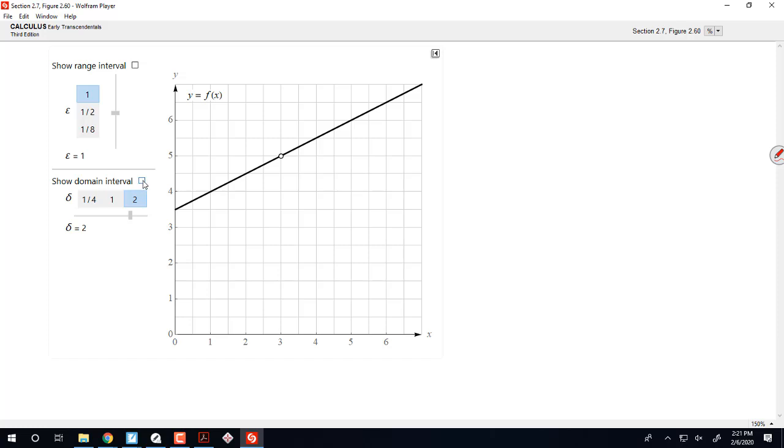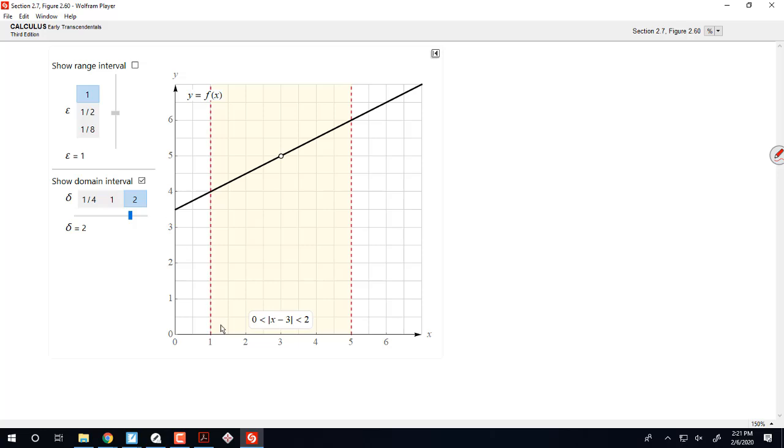So I'm not sure, let's see what A is. So A is 3 here, the absolute value of x minus A. A is 3. So in this context, this is a limit of this function as x approaches 3.